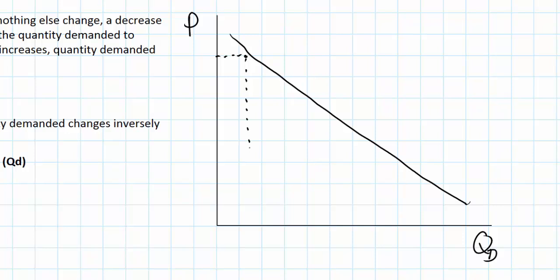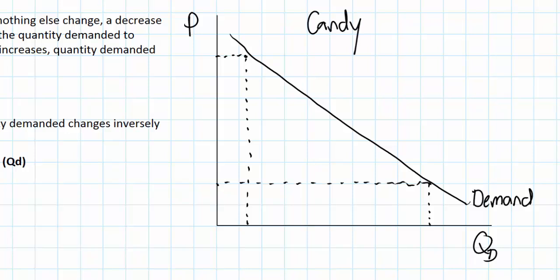You can see that at high prices, there's less candy demanded, and at low prices, there's a greater quantity of the good demanded. The line itself is a visual representation of the demand for candy. So I'll put a title at the top of my graph. We can see very easily and clearly that as price decreases, the quantity demanded increases.